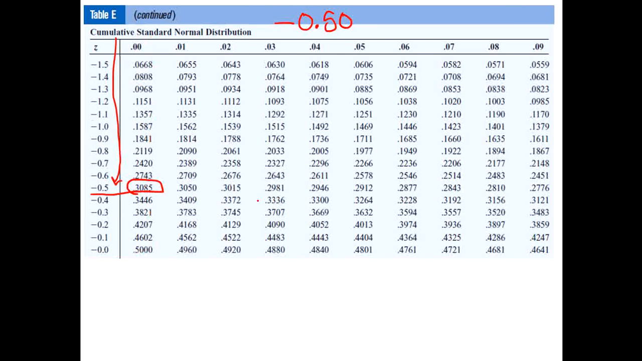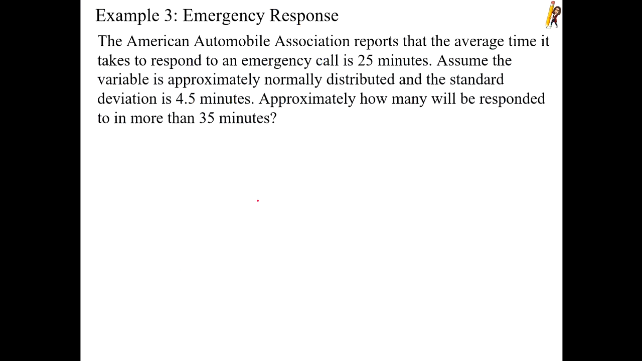Let's look at number 3. An American Automobile Association reports that the average time it takes to respond to an emergency call is 25 minutes. Assume that the variable is approximately normally distributed and the standard deviation is 4.5. Approximately how many respondents will respond to an emergency in more than 35 minutes?